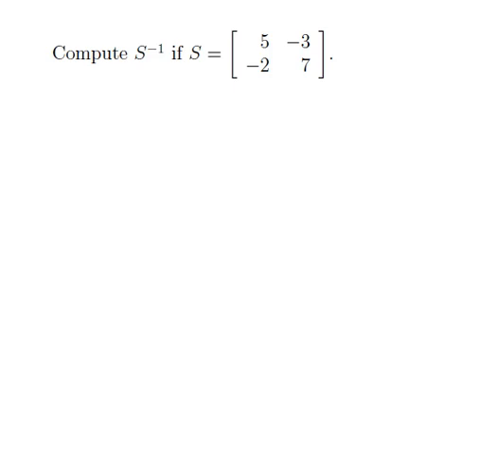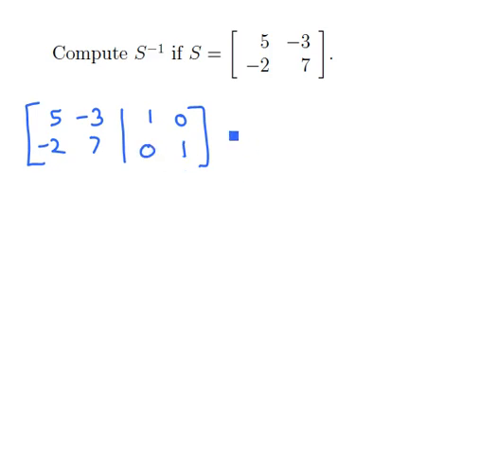Compute the inverse of S if S is the 2 by 2 matrix 5, minus 3, minus 2, 7. The basic process for finding an inverse is to make a large partitioned matrix whose sub-collection on the left is the matrix we were looking at, S, and whose matrix on the right is the identity.